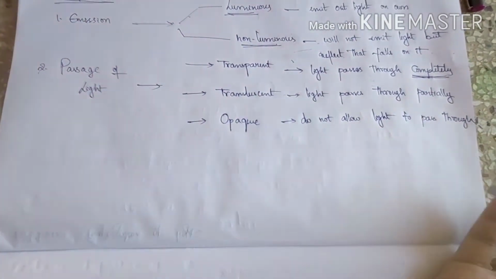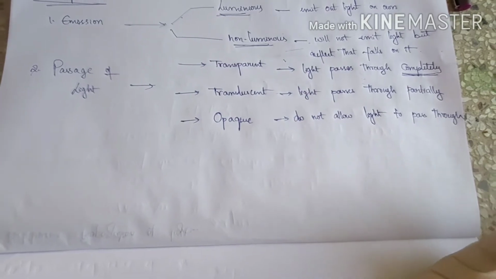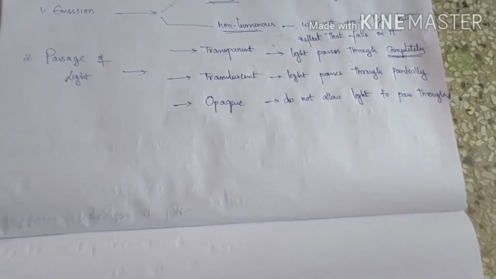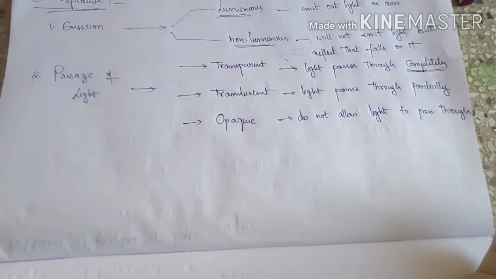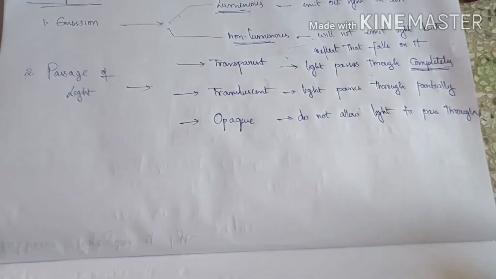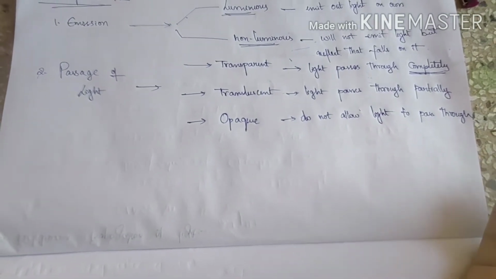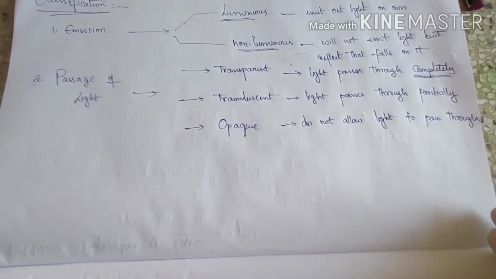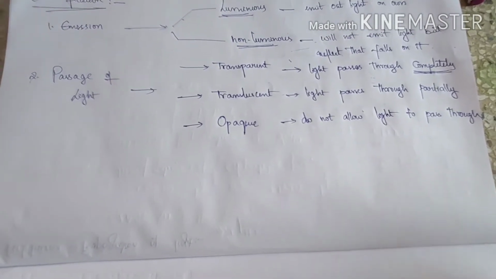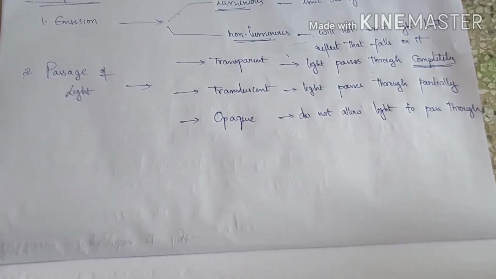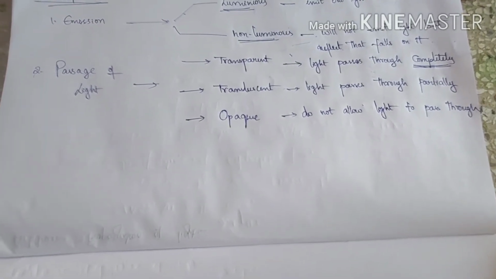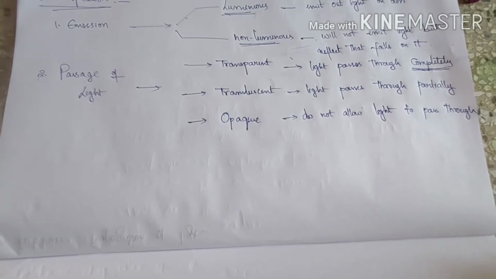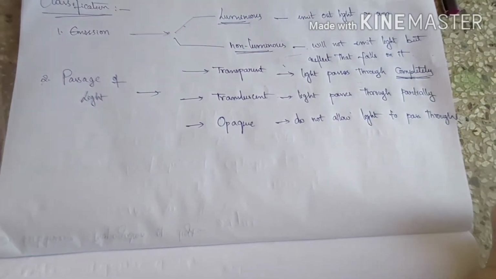Now what are the examples? For transparent: glass, water, whatever objects let the light pass through. For translucent, you have oil paper, butter paper and mica sheet. These are all translucent. And for opaque, whatever object blocks the light, I am writing chair, block of wood, a book, a paper. These are all opaque objects.